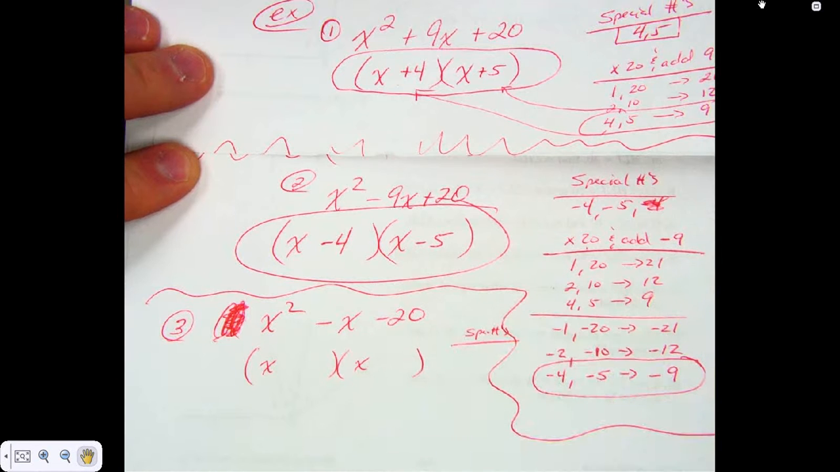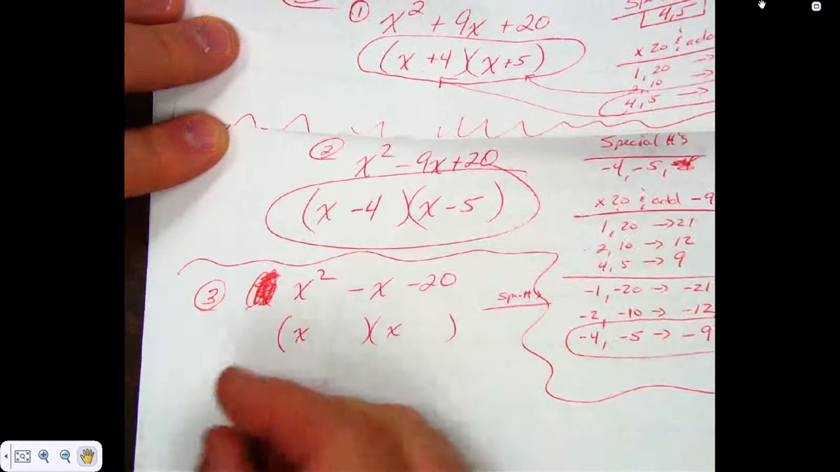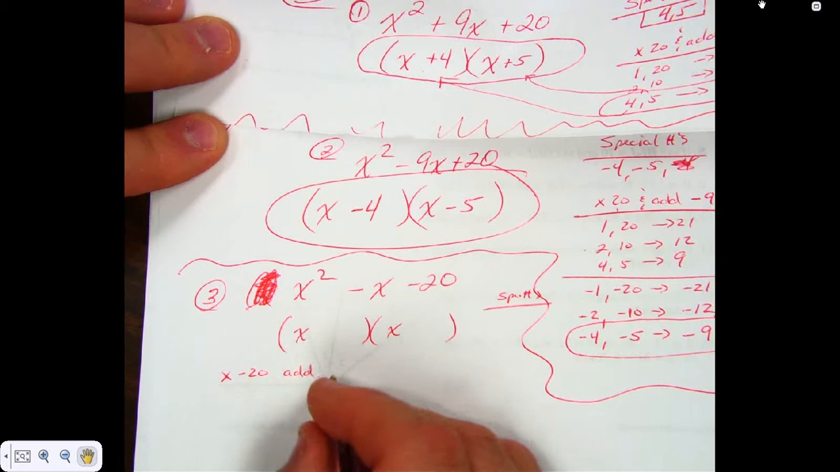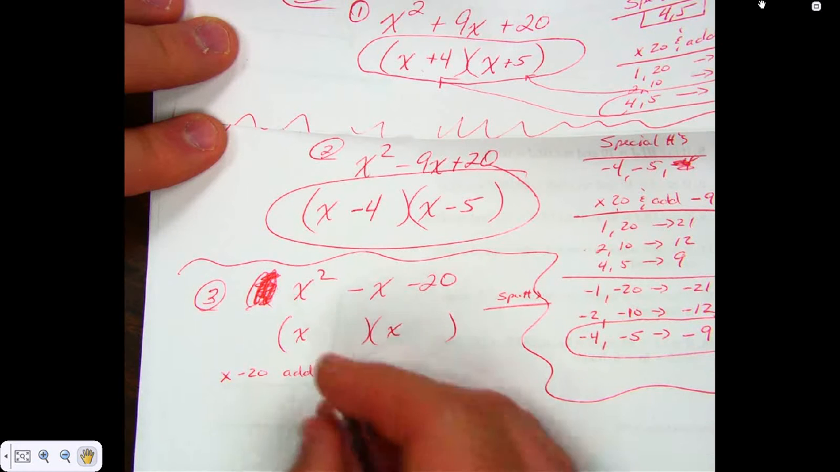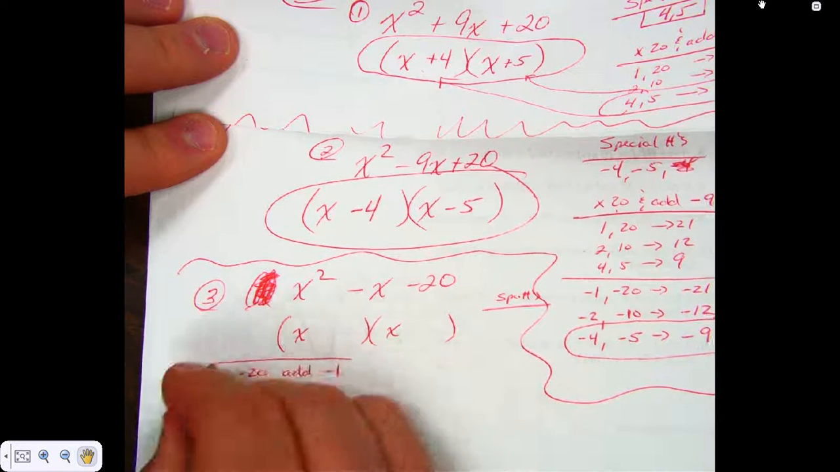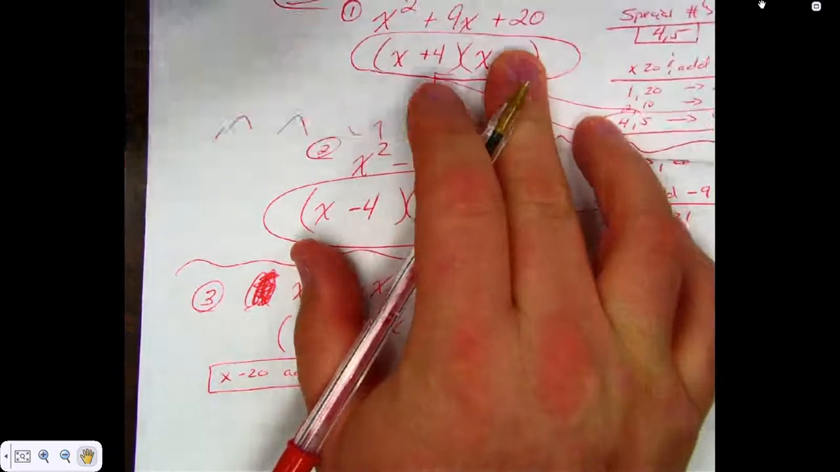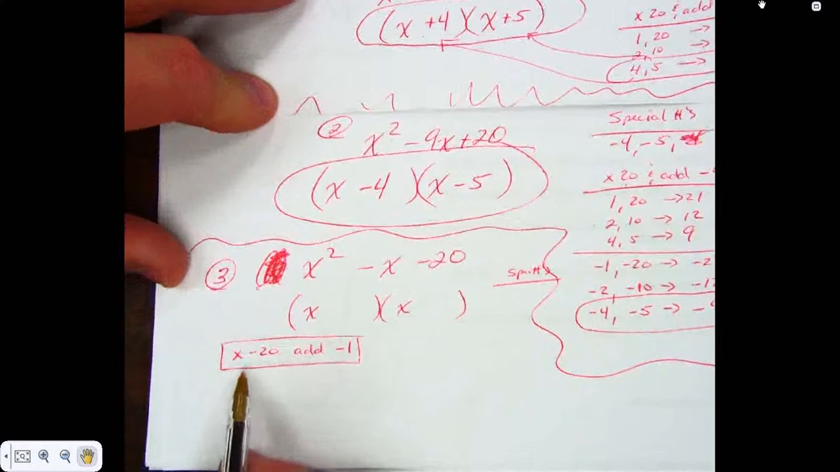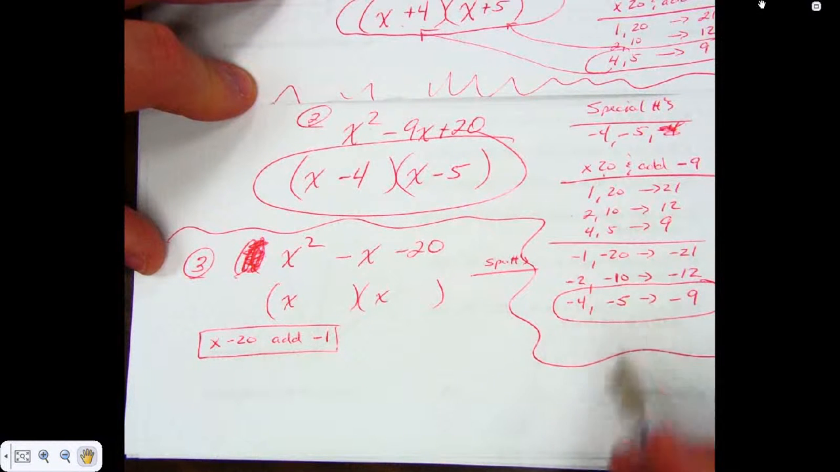I need to find 2 special numbers here. But here I need my numbers to multiply to get a what? A negative 20 and add to a what? What's the middle number? It's not written there. It's not negative x. Negative 1. What's the big difference here between this and the other ones I did? I need them to multiply to get a what kind of number? Negative. So these are all my factors, right?